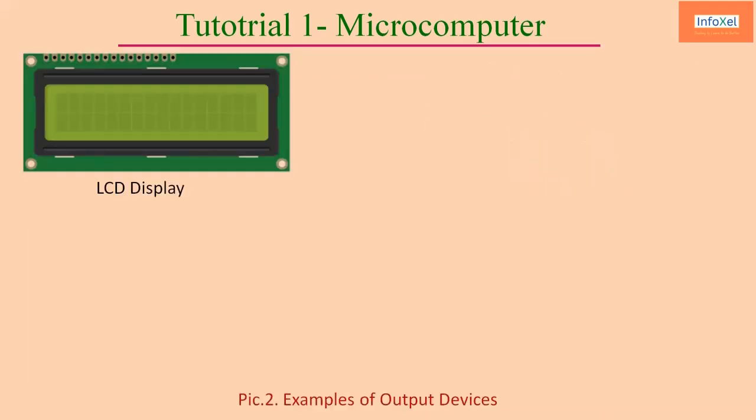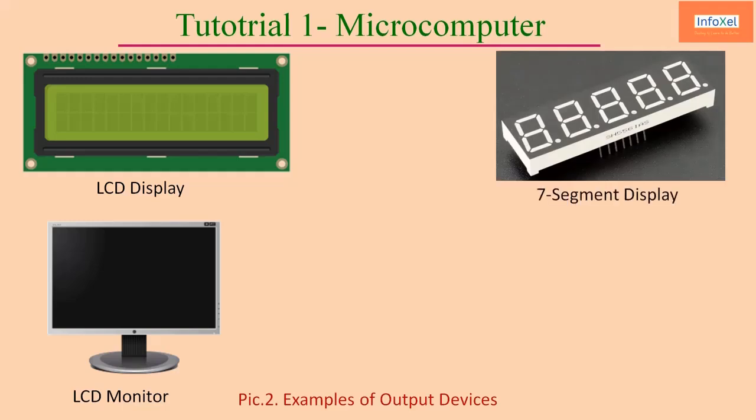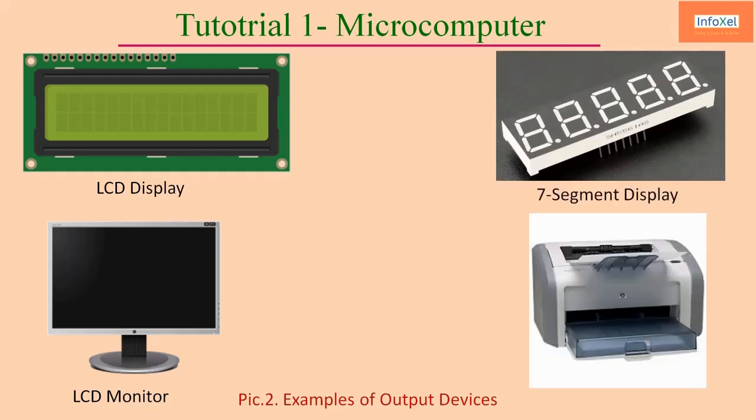Next we will see the pictures of some output devices. This is an LCD display. This is an example of an output device. Other examples of output devices are the monitor, LCD monitor. Then comes a 7-segment display, and then a printer. These four are examples of output devices.